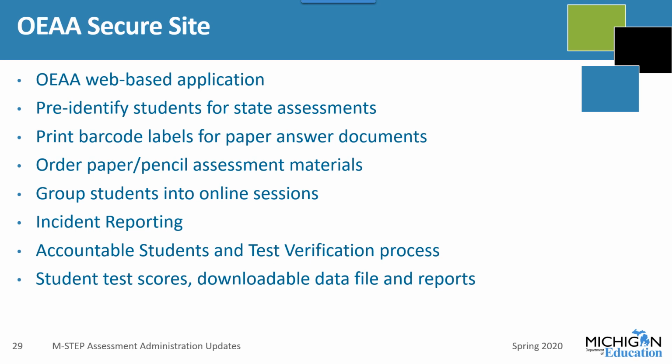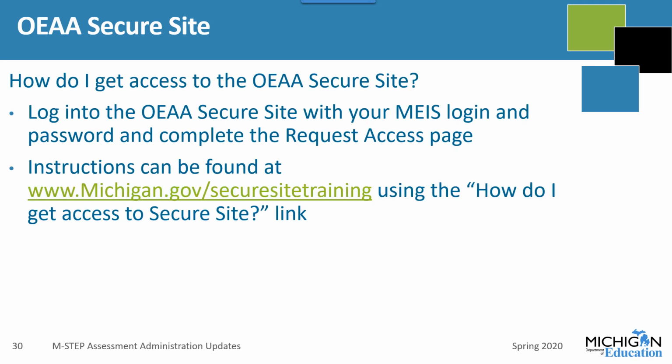During testing, you report any testing irregularities for MSTEP in the OEAA Secure Site, and after testing, you use the Secure Site for the accountable students and test verification processes, and you access student test scores, data files, and reports through the OEAA Secure Site. So as you can see, you're going to need access to the OEAA Secure Site throughout testing. If you don't already have access, this slide tells you how to fix that.